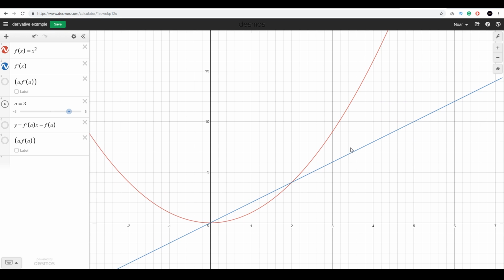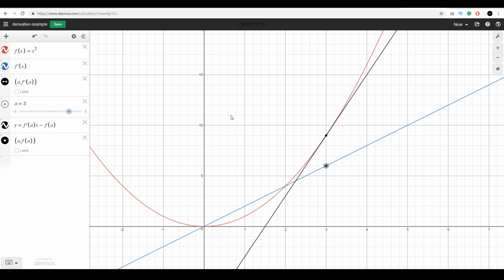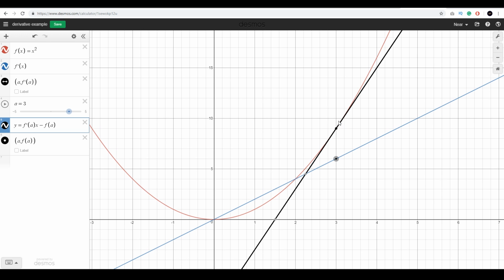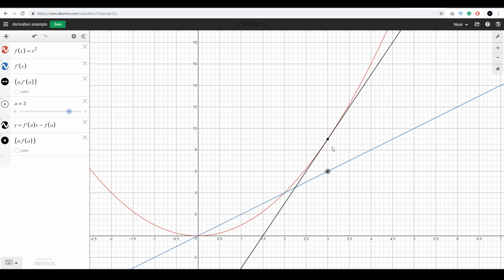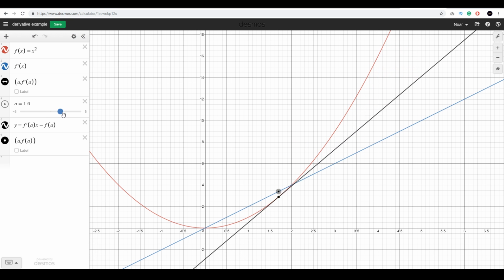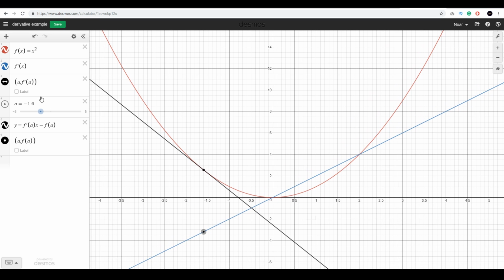So let's just go back to this tangent line. So the slope of this tangent line is 6, meaning that you rise 6 and go over 1. And if we look at the derivative at x is equal to 3, we can see that it's 3 comma 6, and the 6 would be the slope of this tangent line, or the instantaneous rate of change at that point.